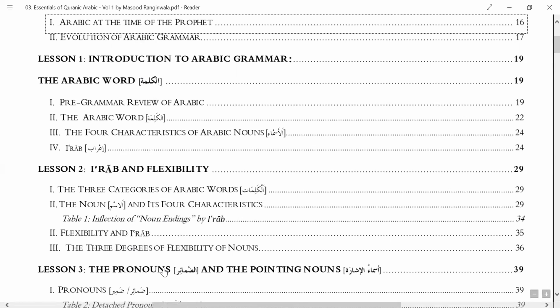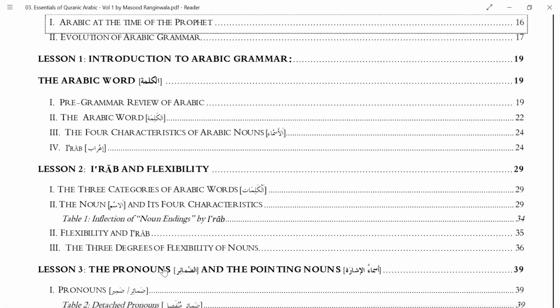Then you would do something on pronouns and pointing nouns. Pronouns are known as dhama'ir, pointing nouns asma'ul ishara. If you don't know these Arabic terms, because I know most of you are beginners, don't worry right now that I'm saying the words because it's there in the book, and the more you listen, the more you will remember. So if right now you're not understanding any of the Arabic terms, it's no problem.